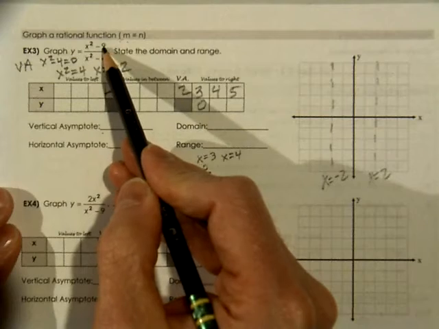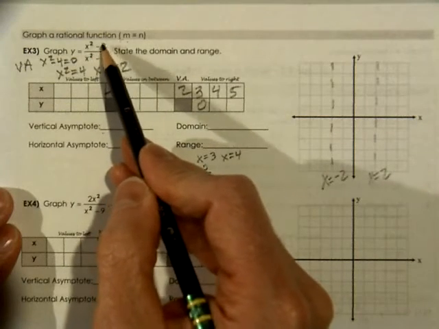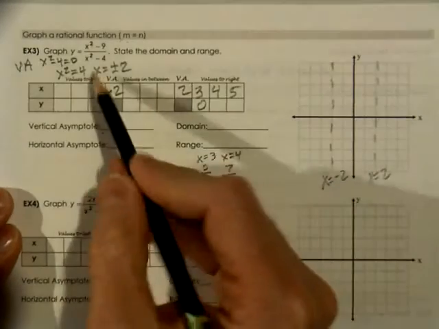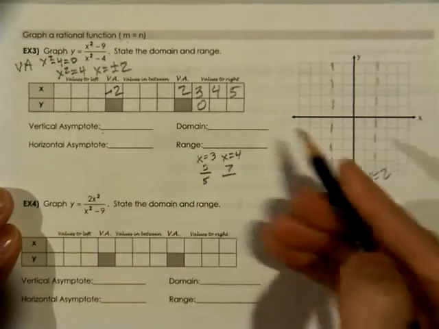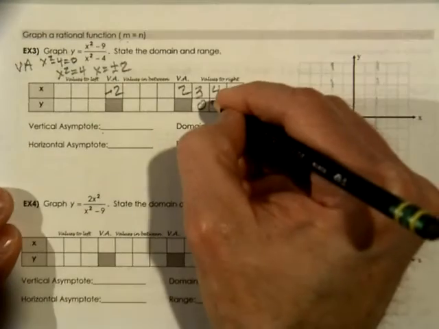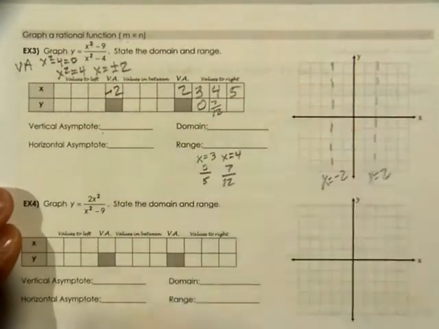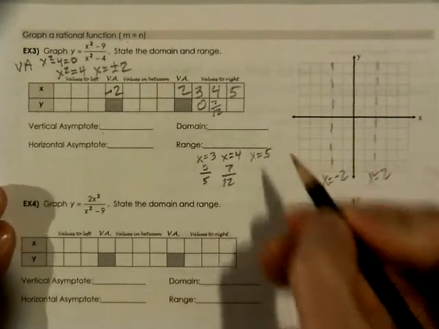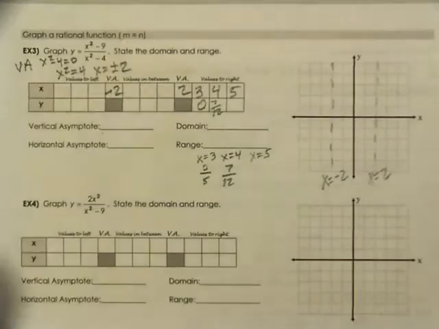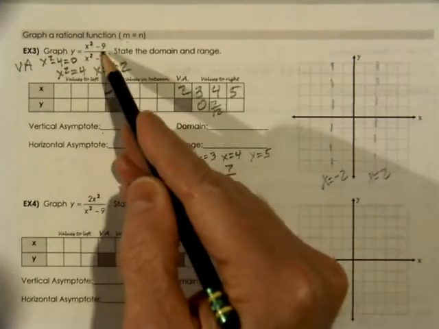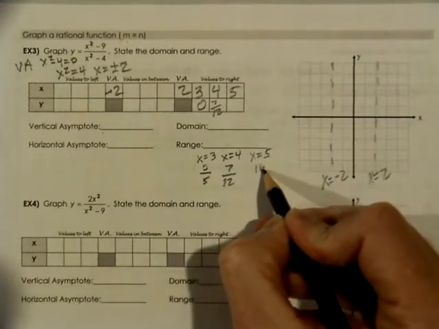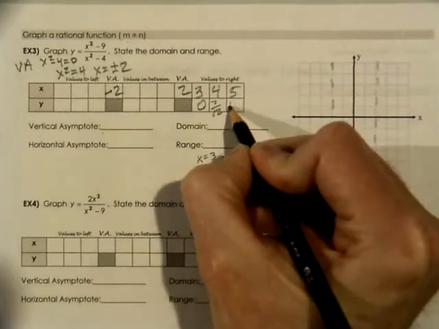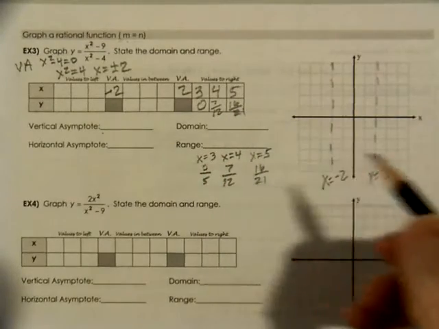4 squared minus 9, that's 16 minus 9. 16 minus 9 is 7. 16 minus 4 is 12. So we get 7/12. That's really close to a half. We get 25 minus 9, which is 16. 25 minus 4, which is 21, so 16 over 21.